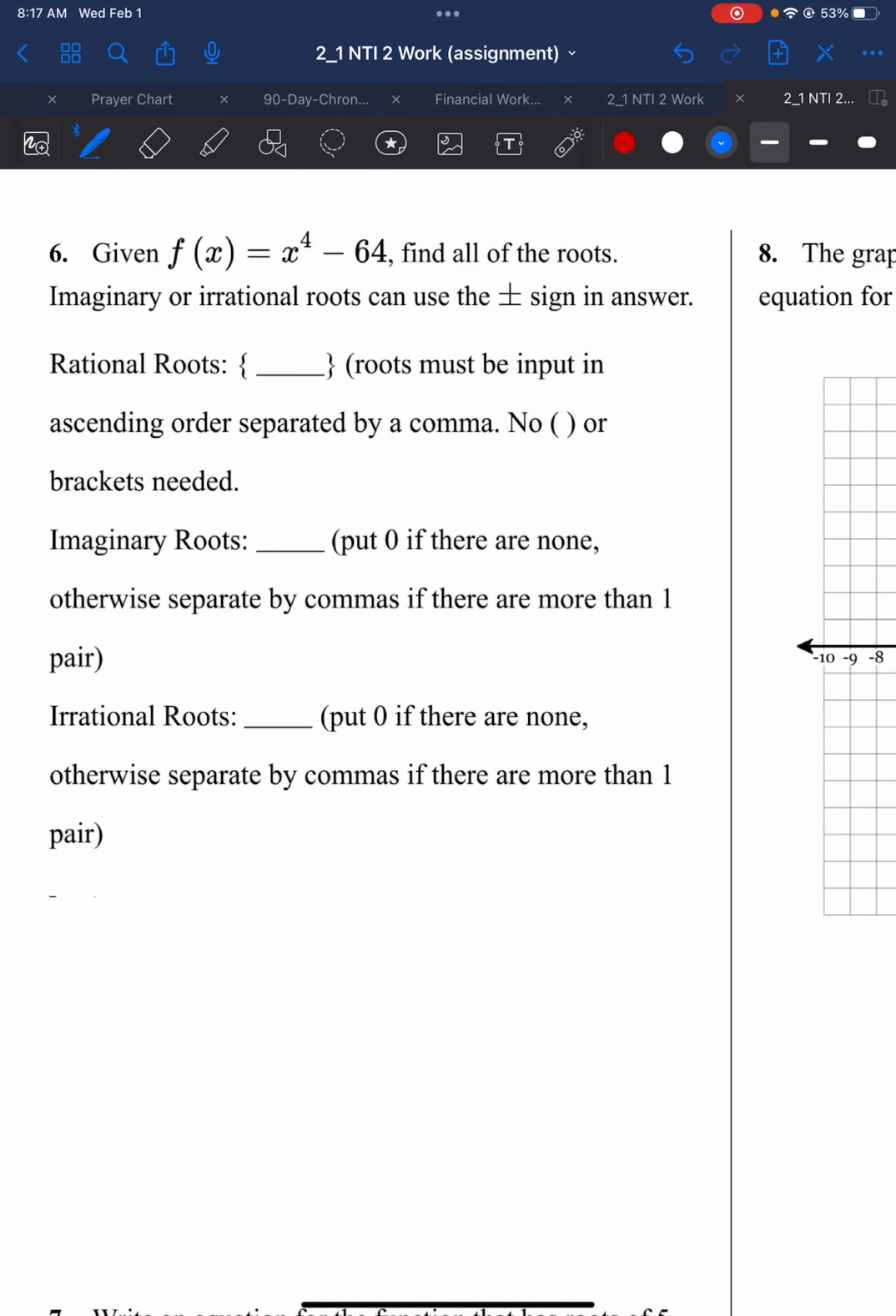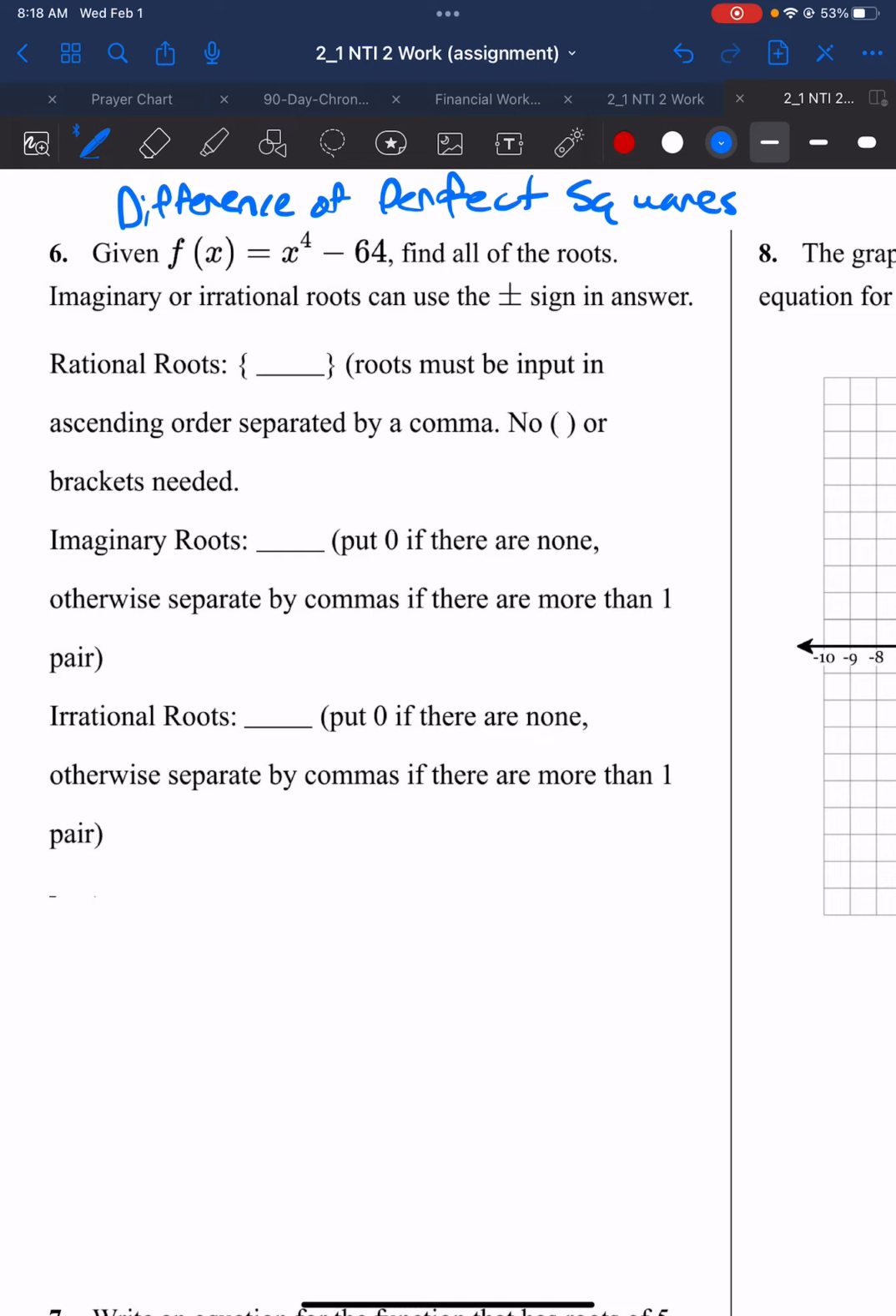Given this, find all the roots. Once again, this is a different kind of factoring that we've not done in a little bit. This is called difference of perfect squares. Number 6, difference of perfect squares. If you need practice with these, just Google the name, like difference of perfect squares Khan Academy, and it'll walk you through that skill a little bit more.